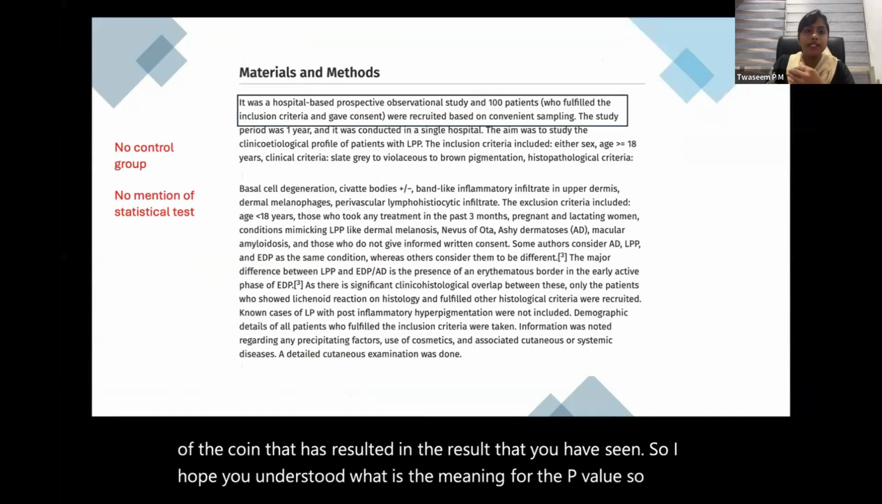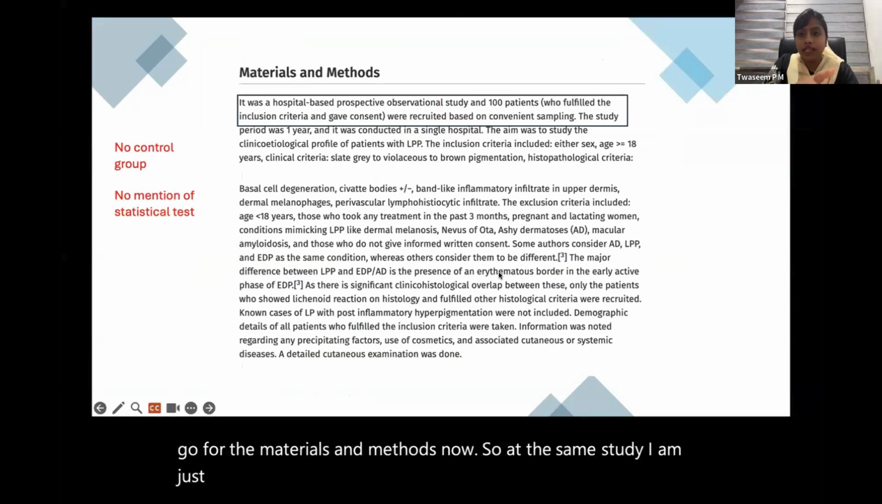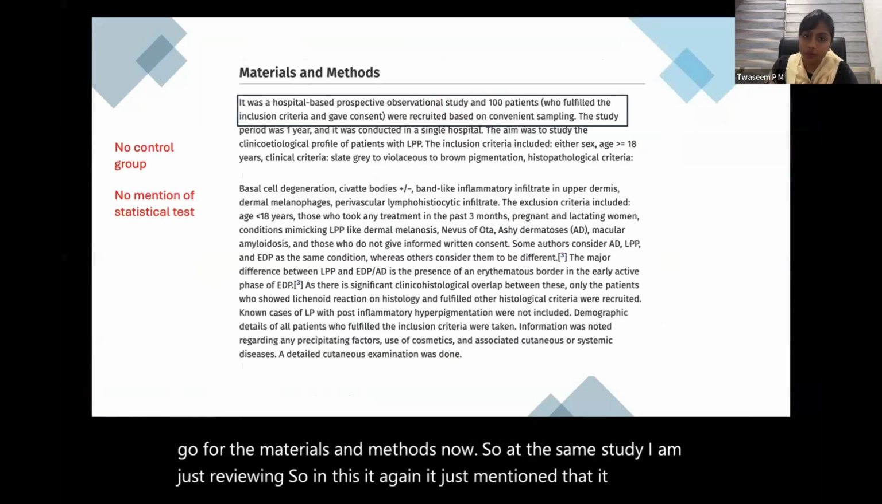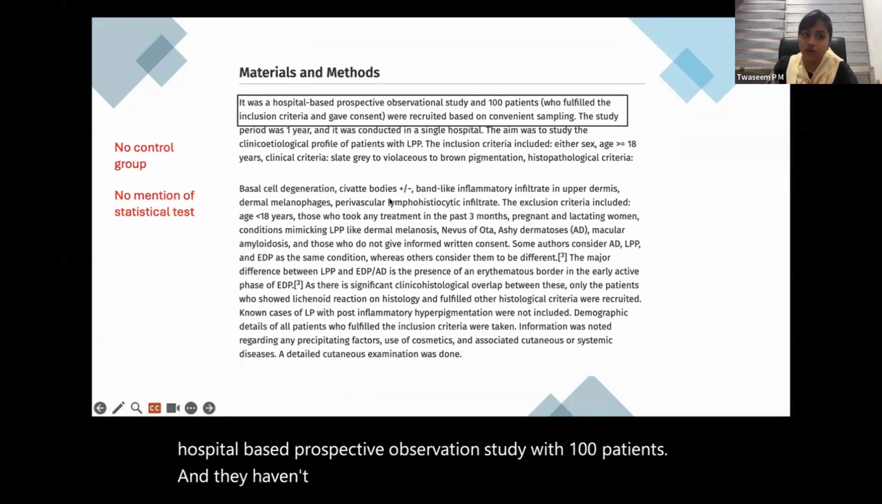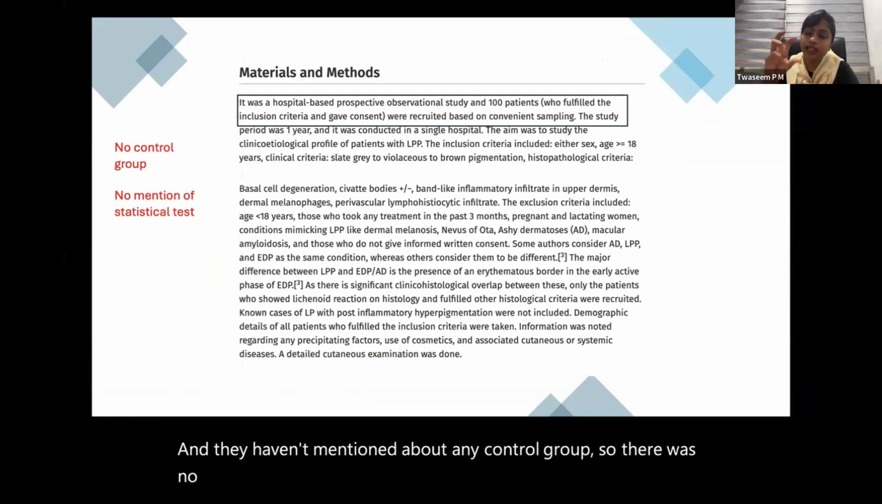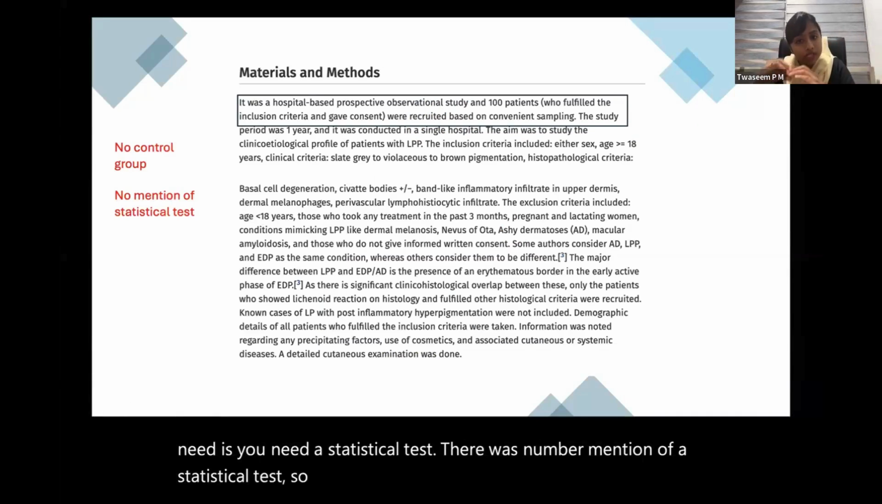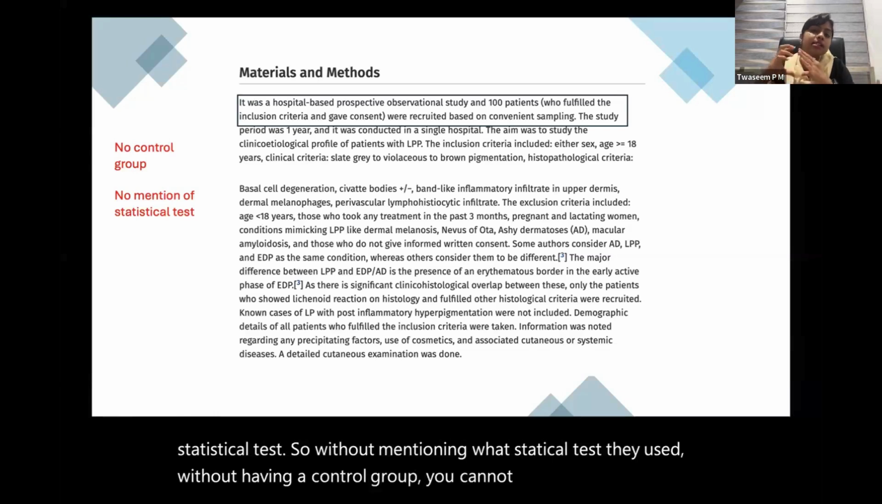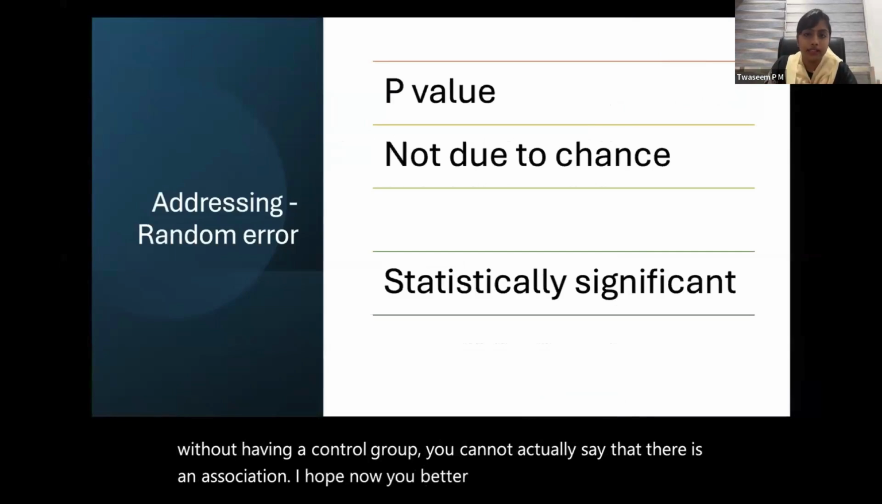So let's go to the materials and methods now. In the same study, I'm just reviewing. It just mentioned that it was a hospital-based prospective observational study with 100 patients, and they haven't mentioned any control group. So there was no control group. And in order to evaluate this p-value, you need a statistical test. There was no mention of a statistical test. So without mentioning what statistical test they used, and without having a control group, you cannot actually say that there is an association. I hope now you better understand the things about p-value.